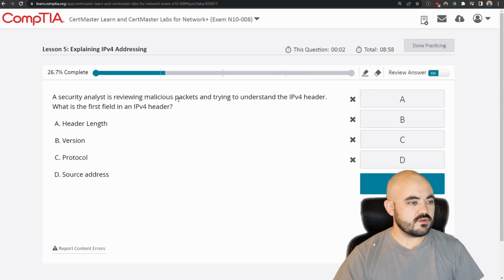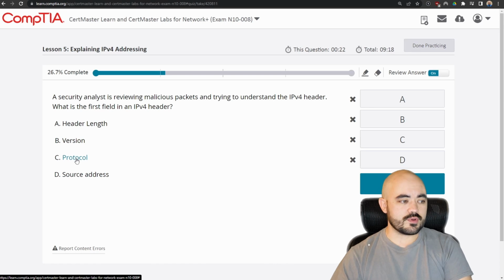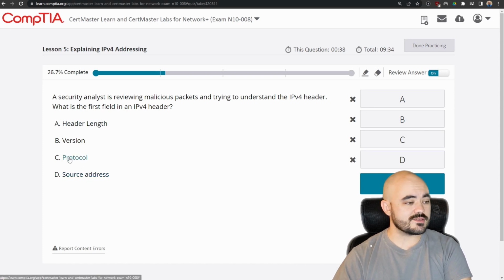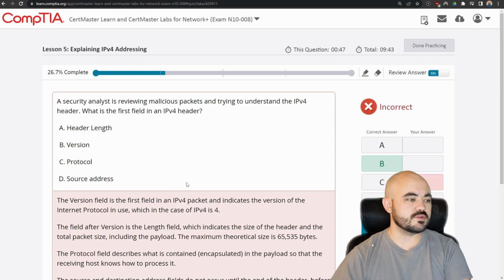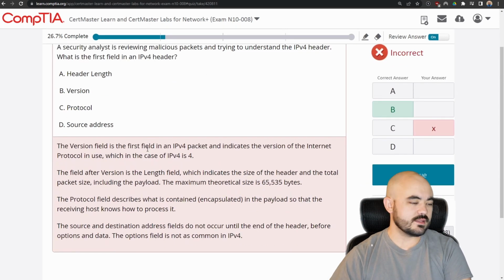A security analyst is reviewing malicious packets and trying to understand the IPv4 header. What is the first field in an IPv4 header? This is a tricky one. I am not sure about what the answer is here. I think it's either protocol. I really don't know. It could be any of these 3. I'm pretty sure it's not source address. But honestly, I'm just gonna take a guess. So take a guess along with me. Leave a comment below if you get this answer right. Leave a comment below if you get the answer wrong. It was version. Okay. I thought it's protocol or version, but I really had no idea on that one.